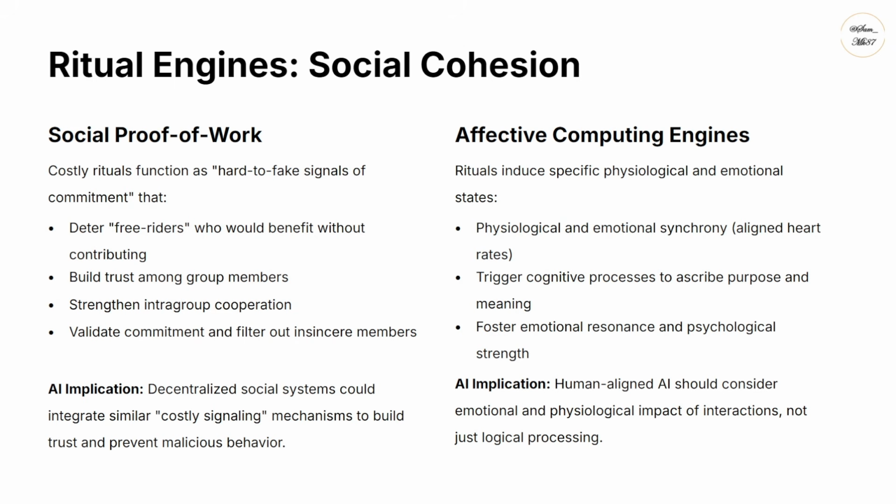For AI systems, this actually suggests two key design principles. First, human-aligned AI should be aware of the emotional and physiological impact of its interaction, not just the logic of decision. And second, decentralized systems could use analogous forms of costly signaling to filter and also enhance trust without centralized control.